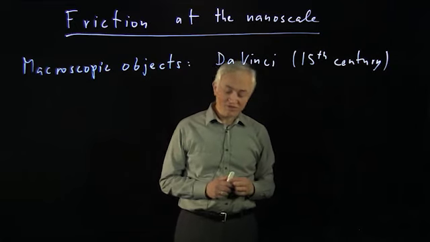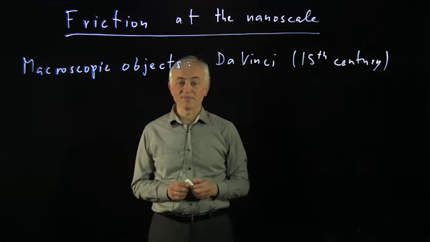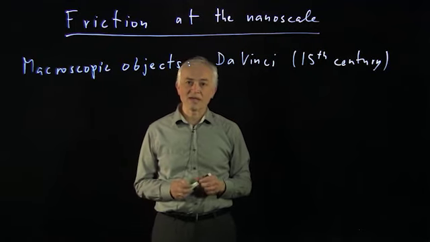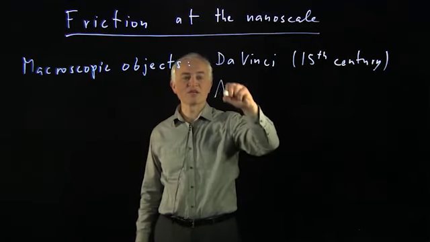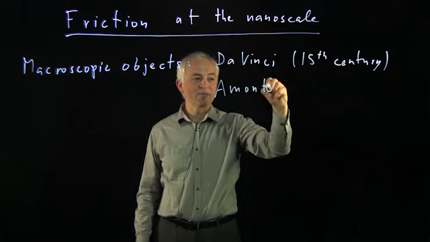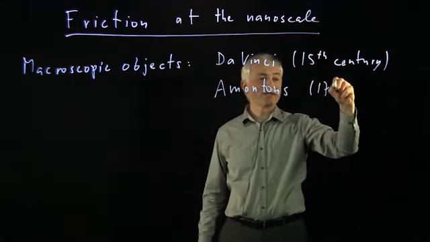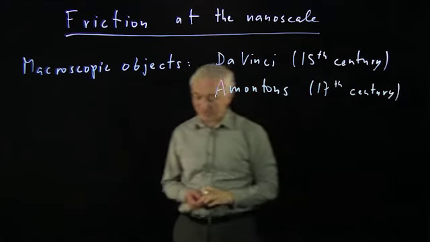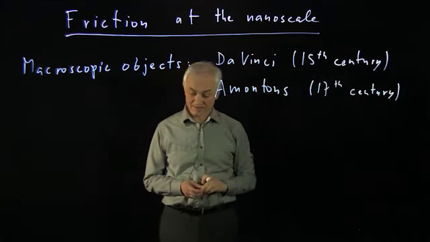It turned out that da Vinci did not publish his notes. They were just hidden in his notebooks for a long time. And so Amontons in the 17th century rediscovered the very same laws that da Vinci had found. And these are two very simple laws.